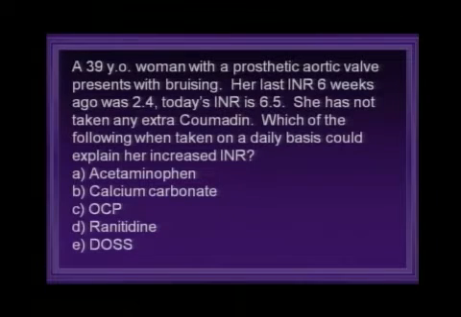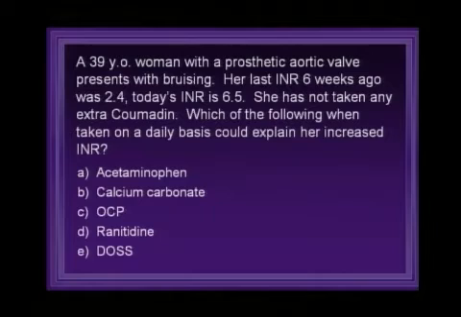So we got a woman who had her INR right where it should be, 2.4, a few weeks ago. She's got a prosthetic valve. Today her INR is up to 6.5, she hasn't taken any extra warfarin, and you haven't prescribed anything for her. So you're wondering, what could she have gotten into that would raise her INR so high? Did she start taking some acetaminophen, calcium carbonate? Did she go on an oral contraceptive pill that was prescribed by somebody else? Did she get over-the-counter ranitidine, or is she using Colace? That's what DOS is, so Colace. Which of these would be the best explanation for her bump in INR?